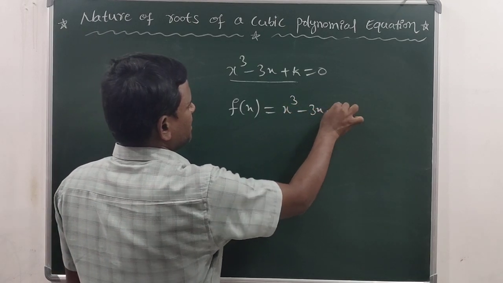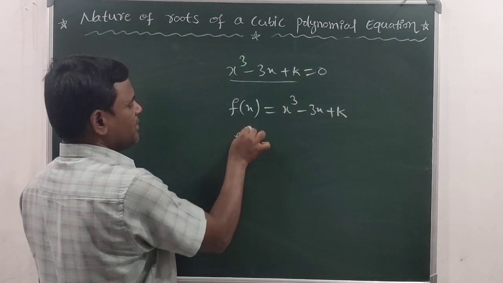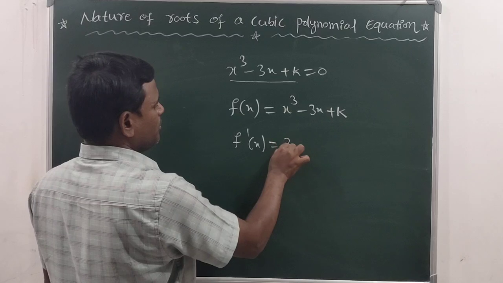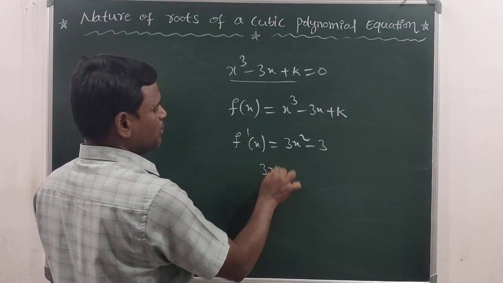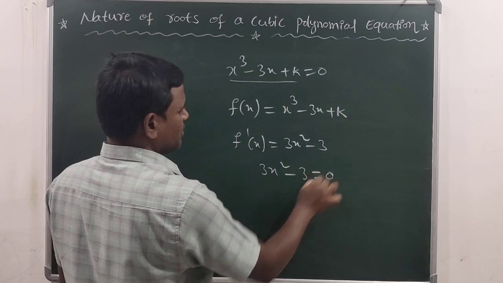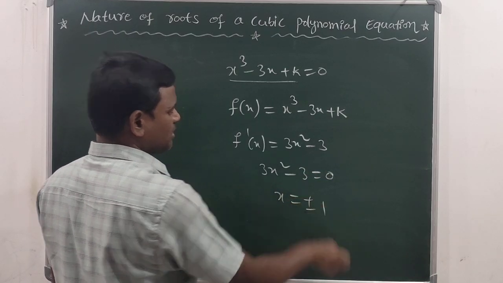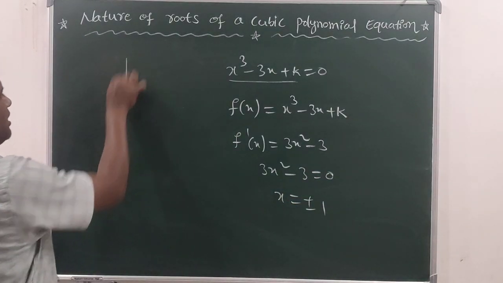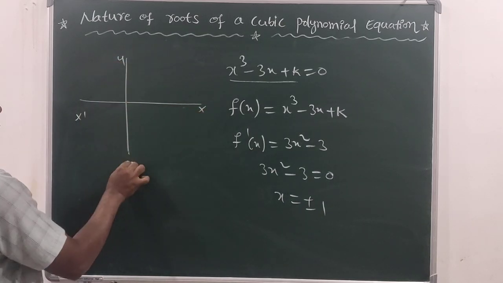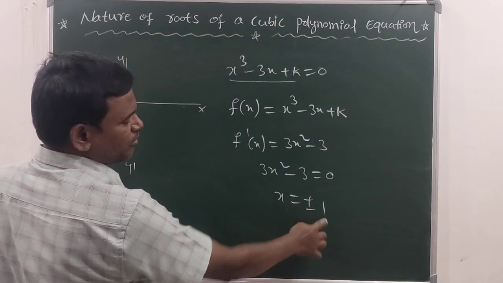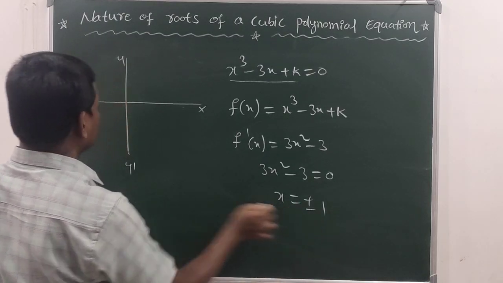So to answer this question, it has to be considered as f of x, x cube minus 3x plus k. Now differentiate it. f dash of x equal to 3x square minus 3. Now equate it equal to 0, so that you will get x equal to plus or minus 1. Now go to the diagram. How can you expect the diagram?